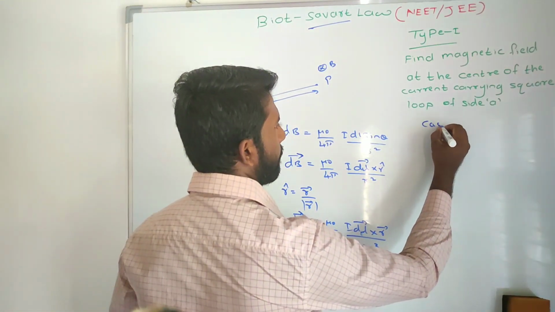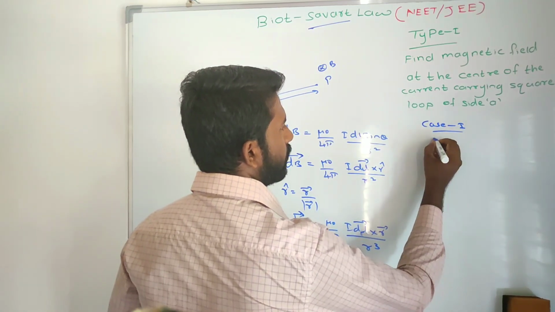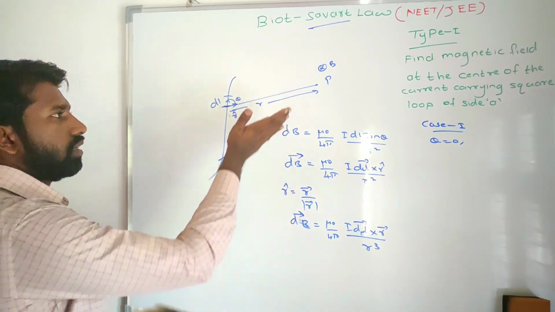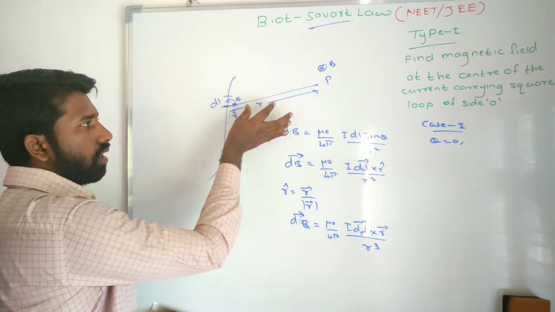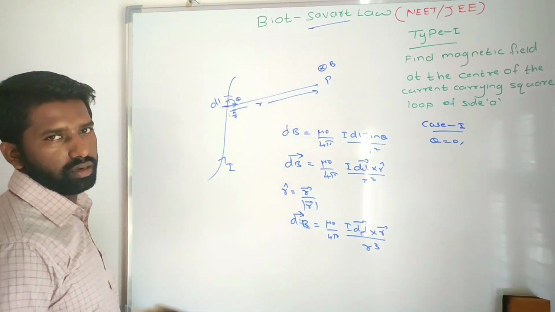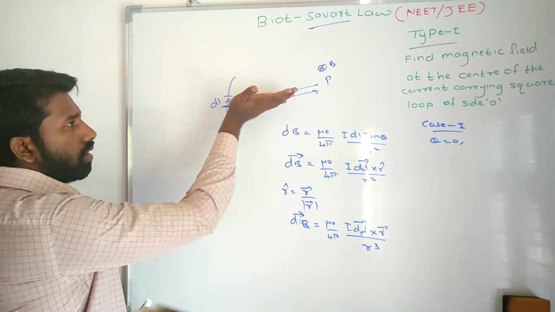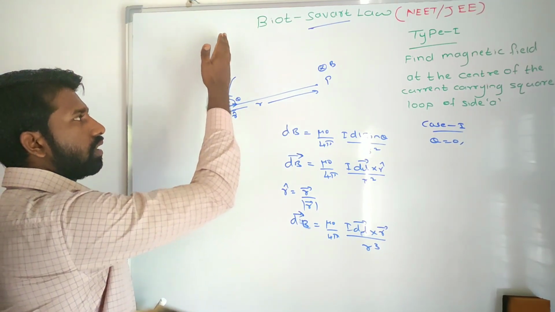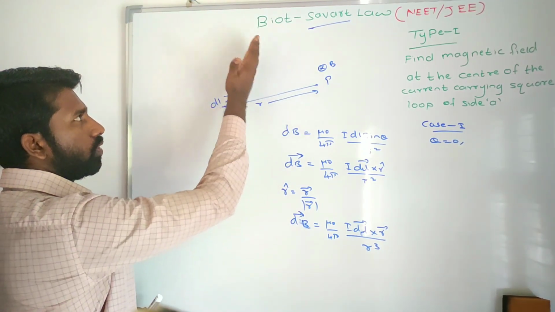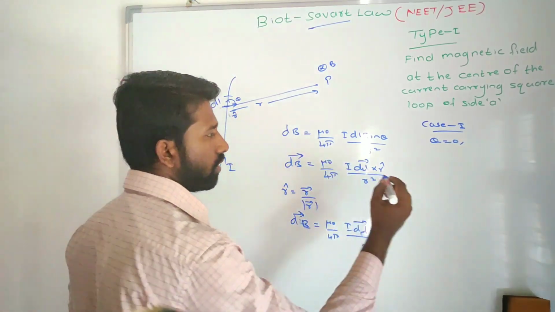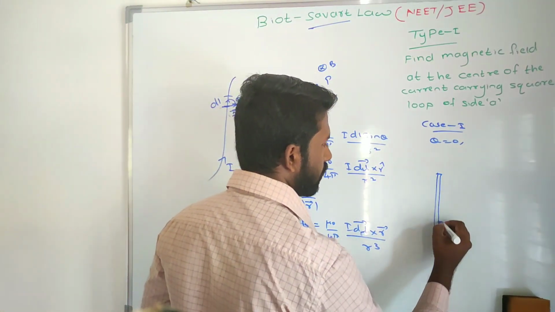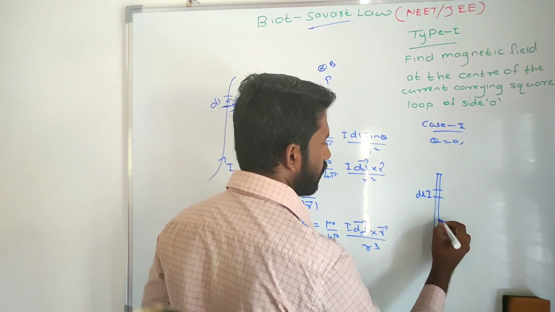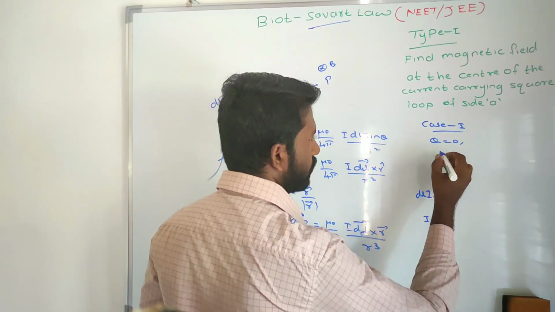Case 1, theta is equal to 0. Theta equal to 0 when r and dl make an angle of 0 degree. That means the point P is along the axis of the current carrying conductor. That means we can draw like this. This is a current carrying conductor, dl is like this, this is the small portion dl and the current is I here.